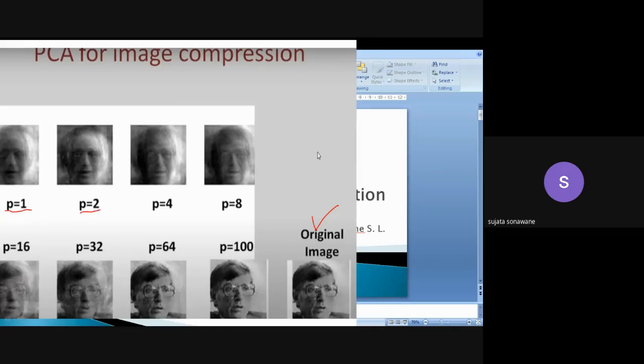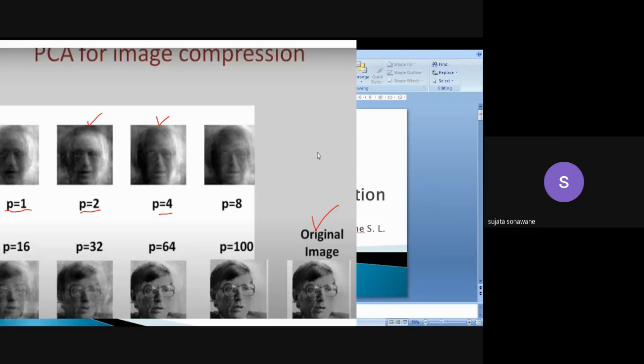When you increase the principal components, your image will look better than the first one. As you go on increasing the principal components, the clarity of the image keeps increasing, while the image is still reduced. You can consider this the original image. First you select only one principal component, then two, then 4, 8, 16, 32, 64, and 100. Like this, you have increased the principal components.